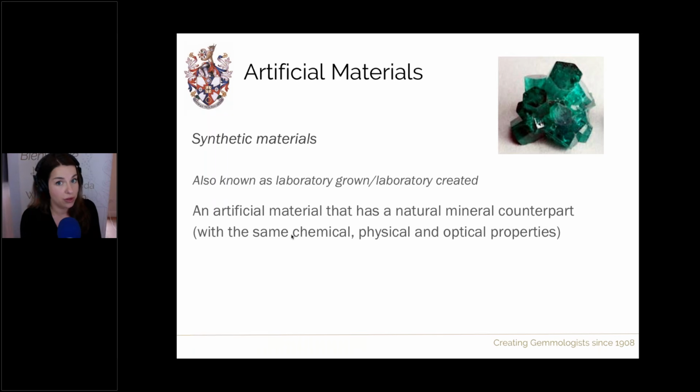So that's why it can be very difficult to identify these materials, because we can find out the identity of the stone. We can say, oh, that's a beryl and it's green, so that's an emerald. But then finding out whether it's of synthetic or natural origin is where it can be a bit trickier.